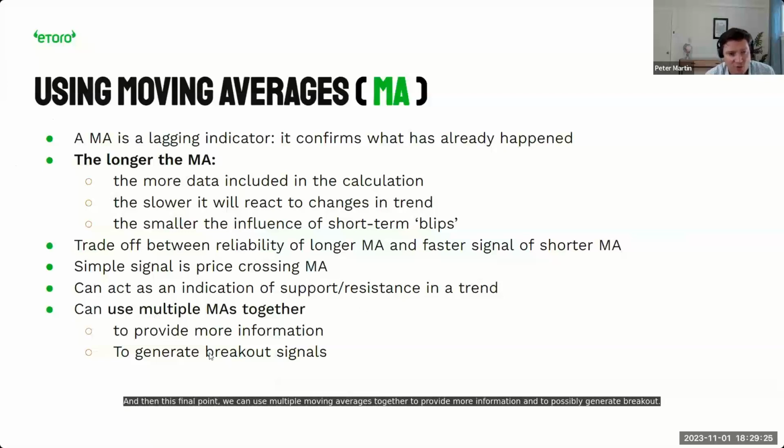And then this final point, we can use multiple moving averages together to provide more information and to possibly generate breakout signals. Just in the same way as we can use price crossing through a moving average as a possible signal, you can also use two moving averages together as a signal. Where you get the cross of a shorter moving average through the longer moving average, that can give you a signal of a possible breakout.